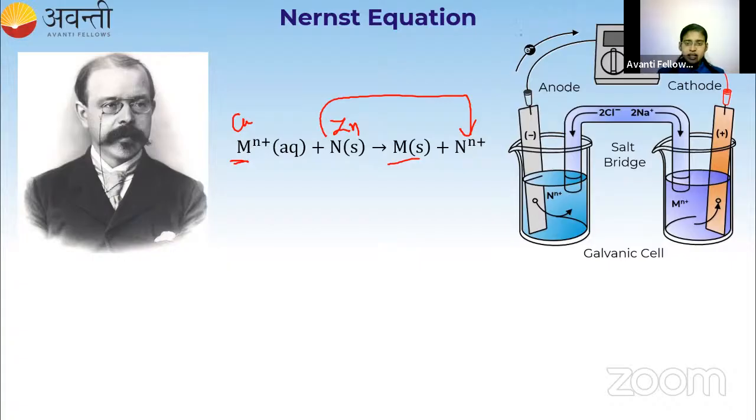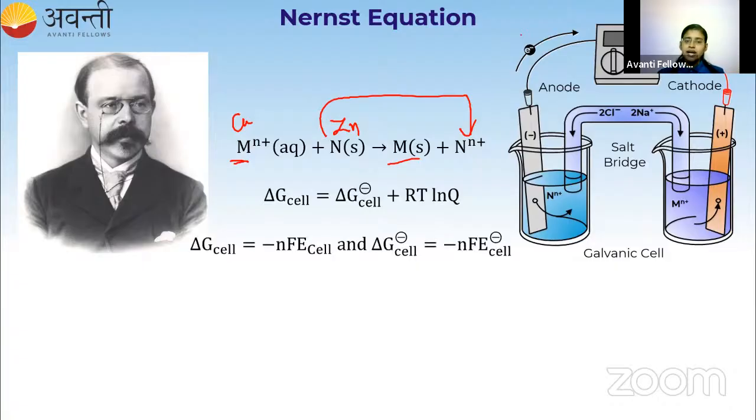Yeah, it is delta G equal to delta G naught plus RT ln Q. This is the relation. Delta G is equal to minus nFE, and delta G naught is equal to minus nFE naught. So what is the difference between delta G and delta G naught? If I am putting naught over here, it denotes the standard condition.